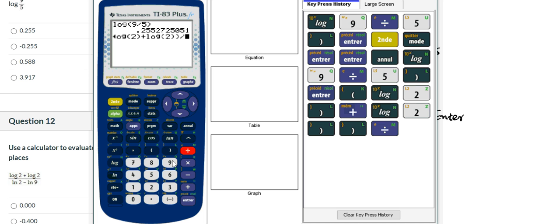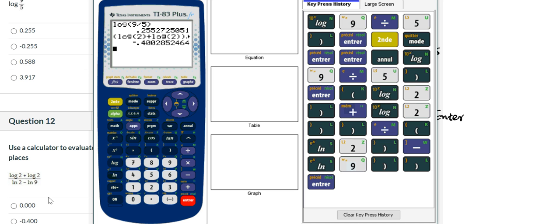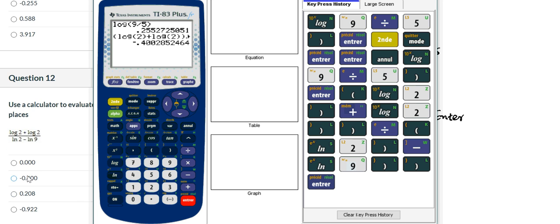divided, and then the bracket. Here is the natural log, so that's ln 2, close bracket, and here will be subtract, and then natural log 9, bracket, you hit enter, you have the answer. So apparently this is the one.